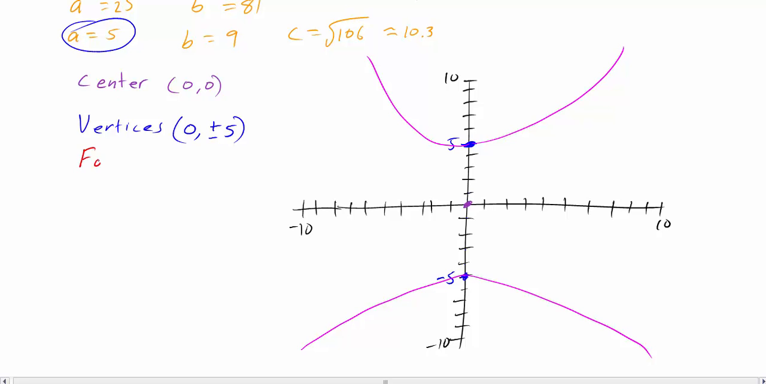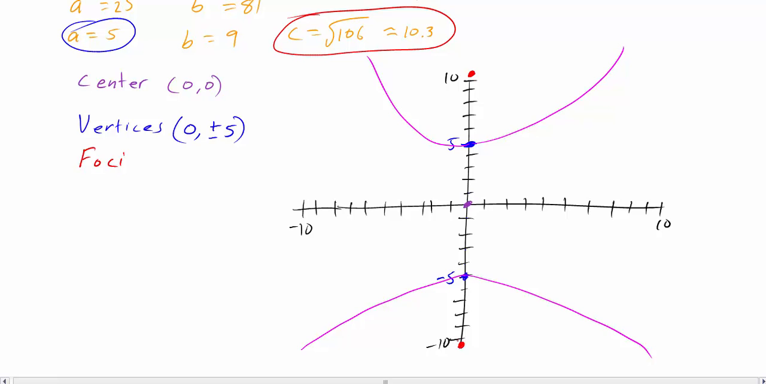And then if we want to locate the foci, we know they're going to be on the inside here. And we know the distance from the center to one of the foci is going to be the c value. So that's the square root of 106 or 10.3. So we know it's going to be a little bit more than 10. So we know the one focus will be here and one will be down here.